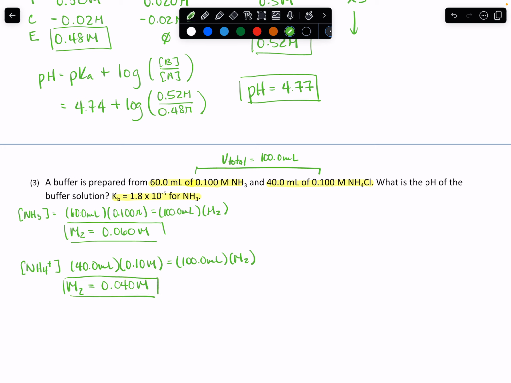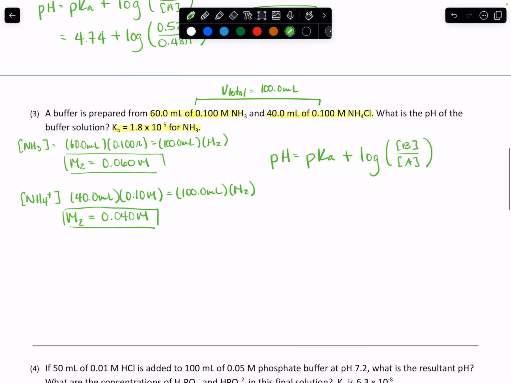All right, now why did I do all that? Because I got a buffer. I'm going to use the Henderson-Hasselbalch equation, and I'm going to need those values. So as a matter of fact, let's write that formula to remind ourselves. pH equals pKa plus the log of the concentration of the base divided by the concentration of the acid.